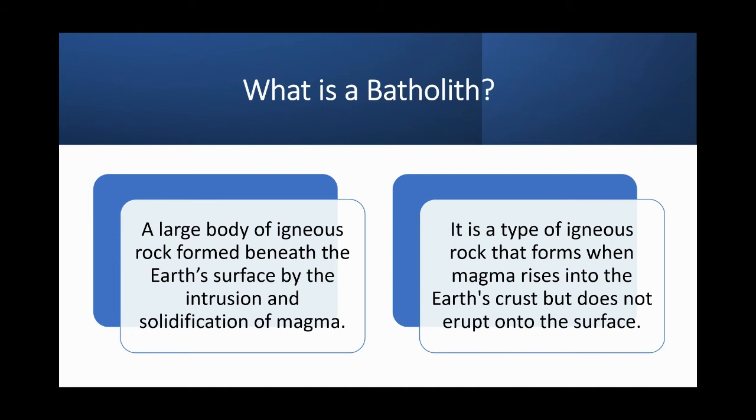Now, some of you may be asking, what is a batholith? A batholith is a large body of igneous rock formed beneath the Earth's surface by the intrusion and solidification of magma. It is a type of igneous rock that forms when the magma rises into the Earth's crust but does not erupt onto the surface. This solidified mass is then eventually exposed through weathering of the surrounding matrix and soils that surround it and results in a truly spectacular natural setting.